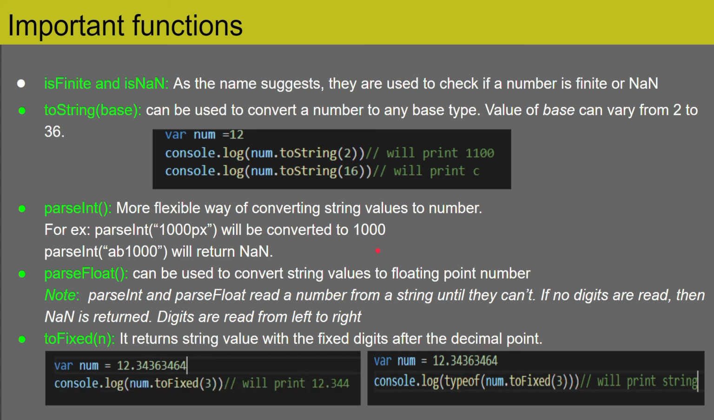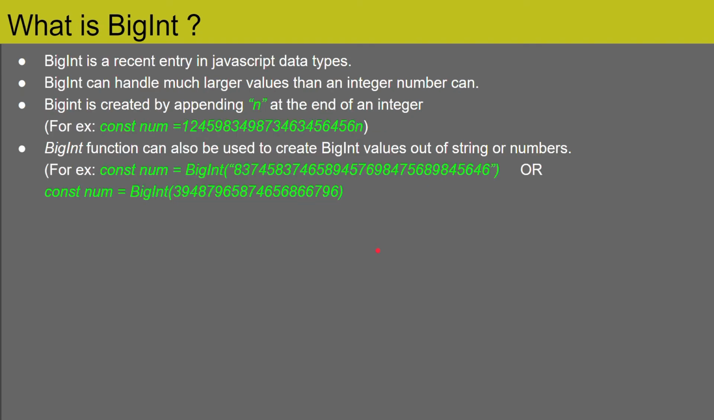All right, so let's move to the next slide. In this slide, we will talk about the Bigint data type. So what is Bigint? Bigint is a recent entry in JavaScript data types. Bigint was introduced in JavaScript as a new data type in, I think, 2019. So it's totally different from the number data type, and it was introduced to overcome the problems that we face while using the number data type.